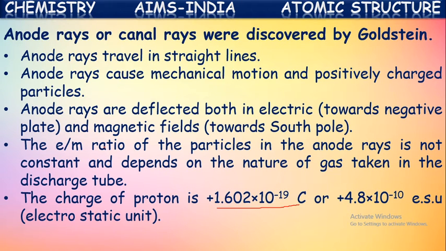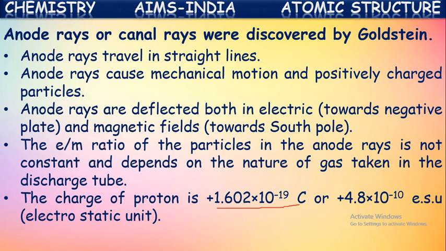For example, when hydrogen gas is taken in the discharge tube and high voltage current is passed, this hydrogen gas will produce electrons as cathode rays and H plus ions as positive rays or anode rays. These H plus ions are considered the smallest particles of anode rays out of all the gases we take. So these H plus ions are called protons. The charge of each H plus ion or proton is considered as 1.602 into 10 to the power of minus 19 coulombs.